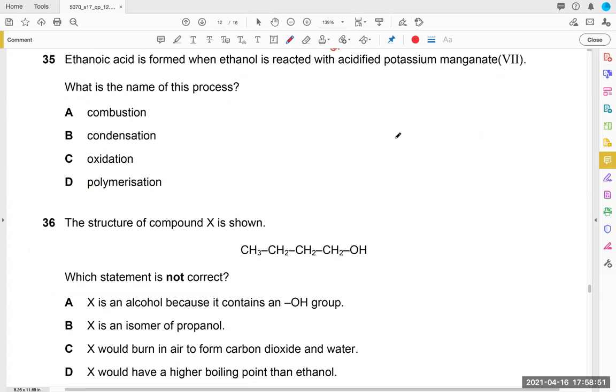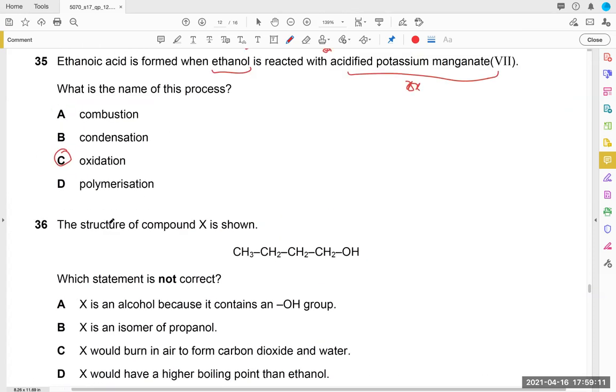Ethanoic acid is formed when ethanol is reacted with acidified potassium manganate 7. This thing is an oxidizing agent. Okay, so ethanoic acid is formed when ethanol is oxidized. So when we oxidize ethanol, ethanoic acid is formed. So this is oxidation.